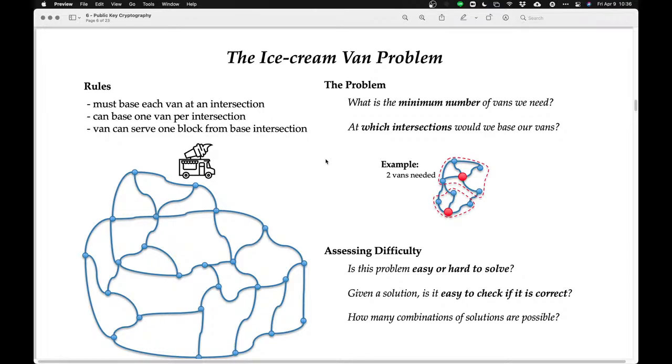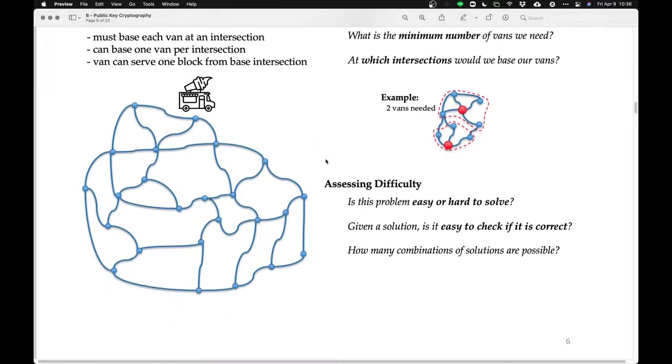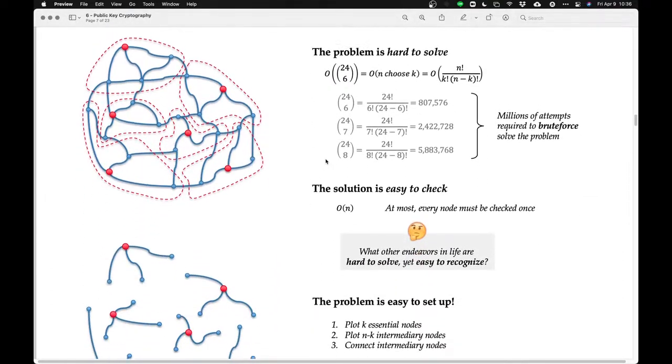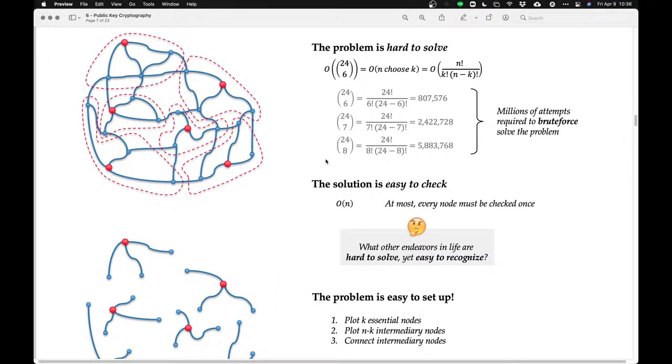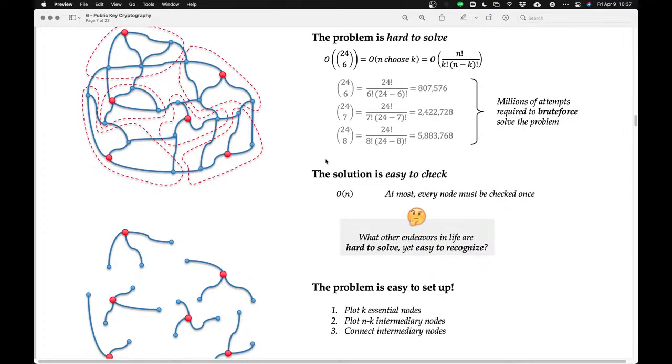Okay, so we're back from the break. We now understand the ice cream van problem. We understand that it's difficult. It just happens to be easy to check and easy to make this game, but it's actually kind of hard to play this game. How does this help us with public key crypto?